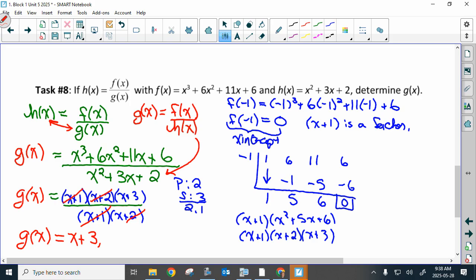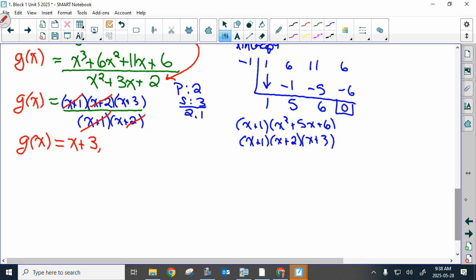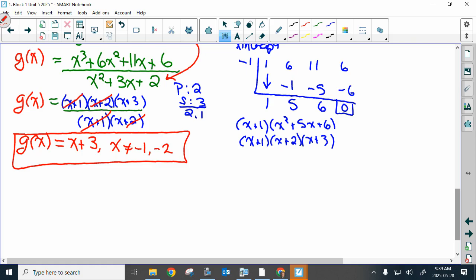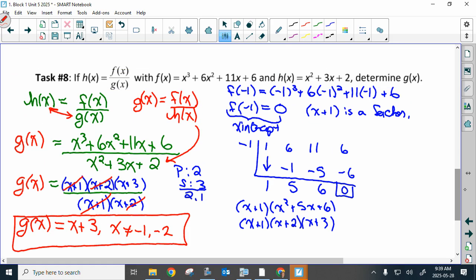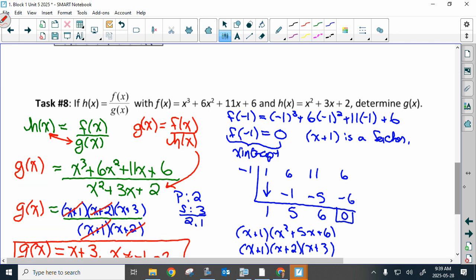Now, technically, I should state the restrictions that are associated with that, because in the process, we had 2 of them. X could not equal -1 or -2. Just put it right next to your g of x. This is h of x equals f of x divided by g of x. So you still have to divide it. H of x is equal to f of x divided by g of x.